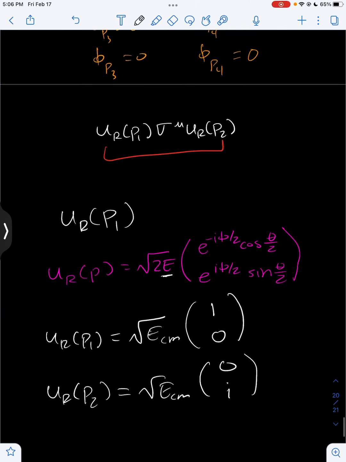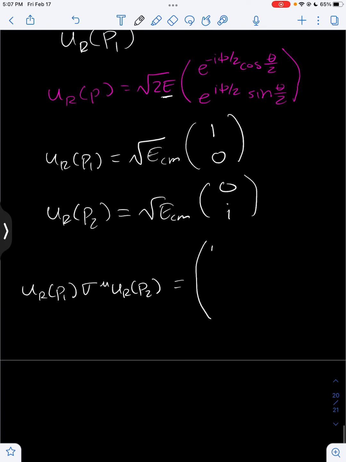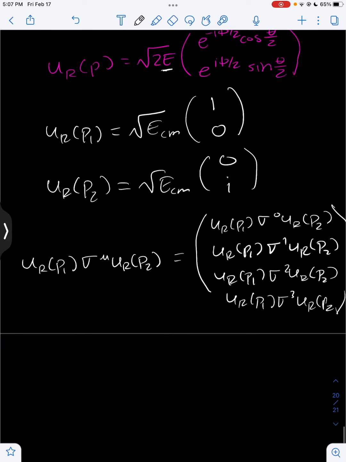So this over here is a 4 vector, right? So the first component is going to be URP1 sigma naught URP2. The second component, URP1 sigma 1, and you guys get the idea basically. So we want to calculate 4 products, and we're going to stack those products into a row. That's going to give us a 4 vector. So there are 4 calculations that we have to do.